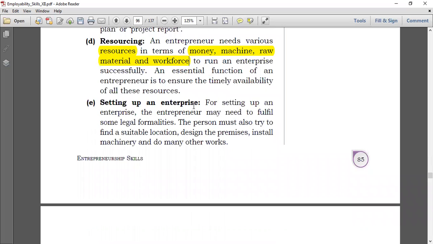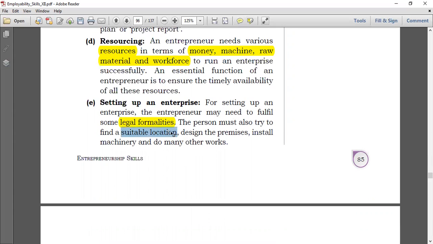Then is setting up an enterprise. For setting up, the entrepreneurs may need to fulfill some legal formalities, right? So we have to take permission, like if you want to start up a small scale business, let's say, we need to have a suitable location.